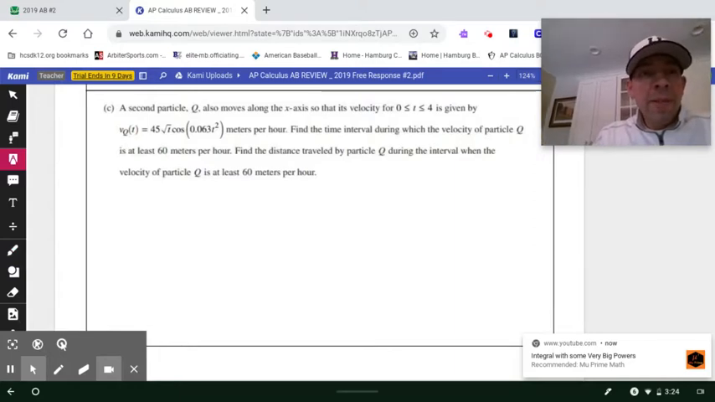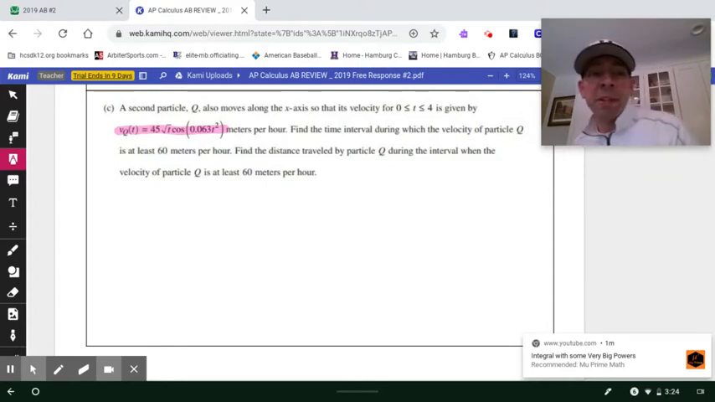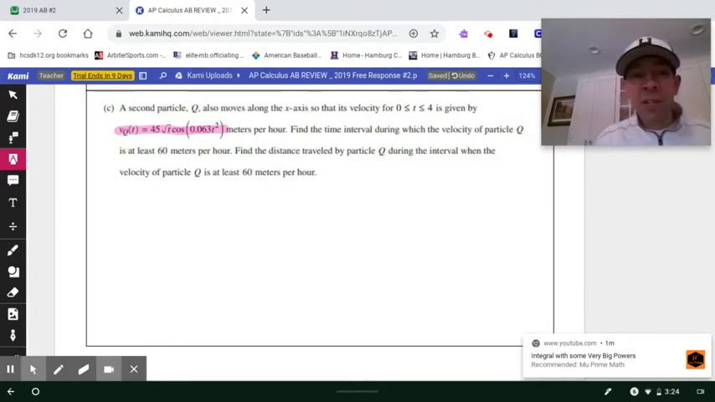All right, diving into part C here, we're introduced to a second particle, or a second race car, and the velocity function is given by this equation. So we had a table describing the velocity of particle P. Now we've got an equation that's describing the velocity of particle Q. They said, find the time interval during which the velocity of particle Q is at least 60 meters.